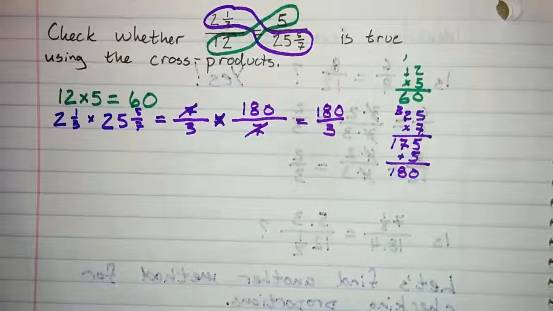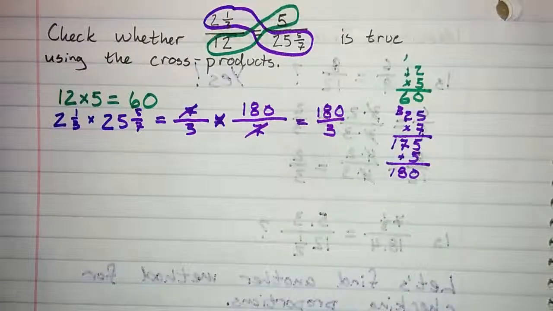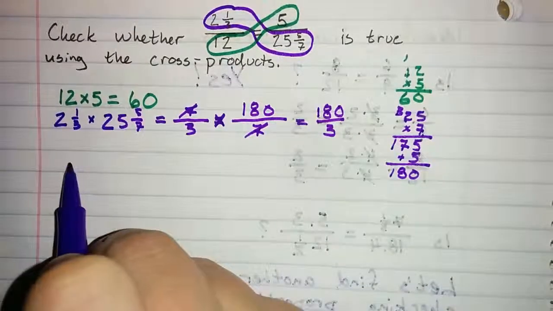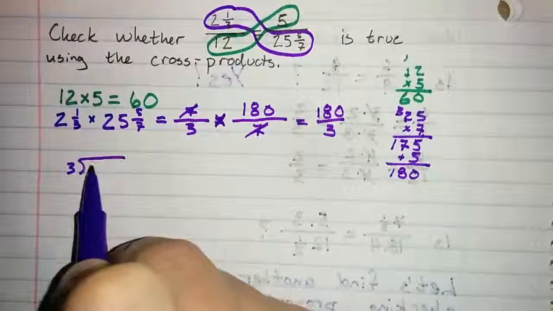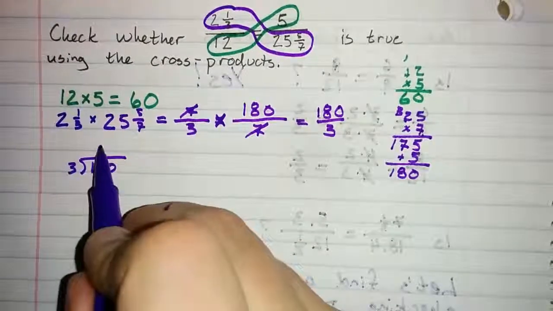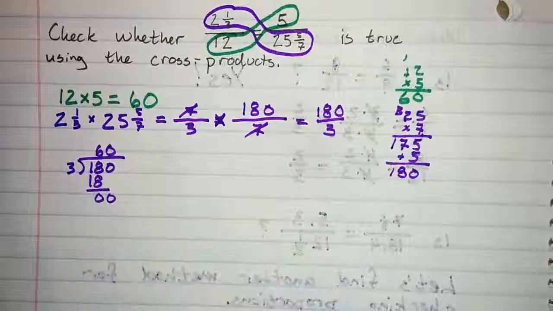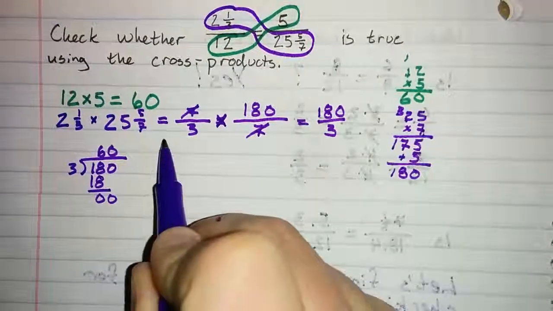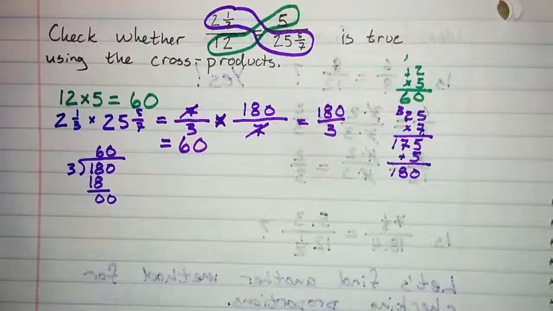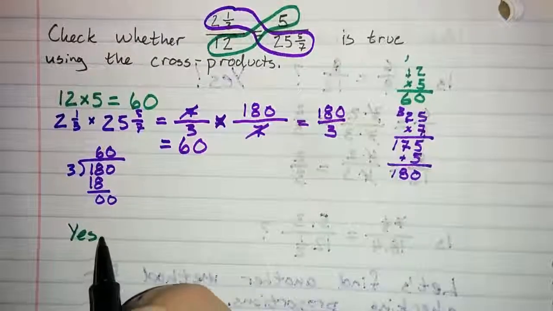thirds. I'm really not sure whether 3 goes into 180 or not off the top of my head, but I'm going to want a mixed number regardless. So I'm going to just divide 3 into 180. 3 goes into 18, oh, exactly 6 times. 3 goes into 0, 0 times. So in fact, we do get exactly 60. Is the proportion true? Yes, the proportion is true.